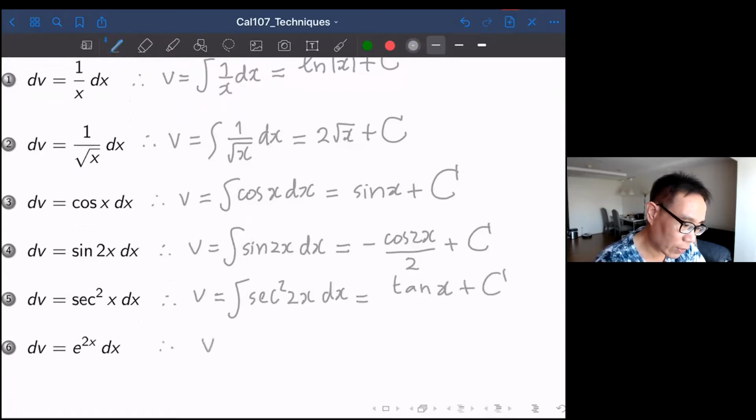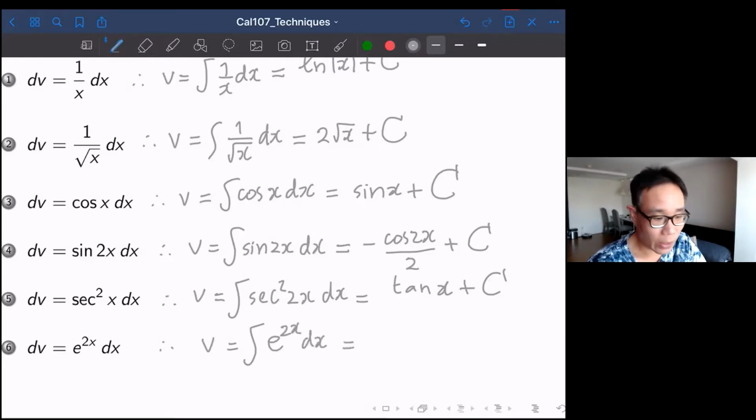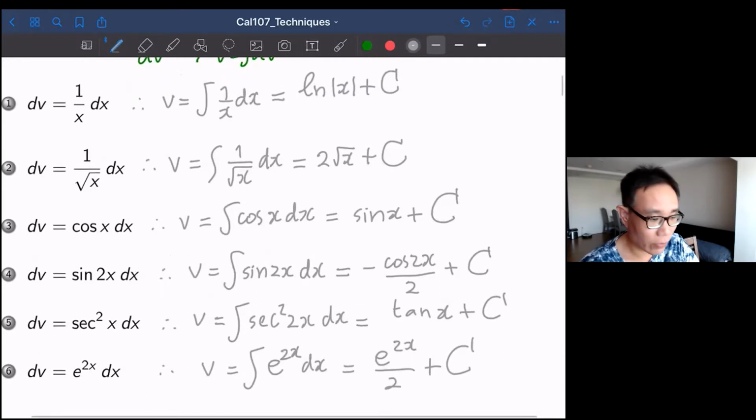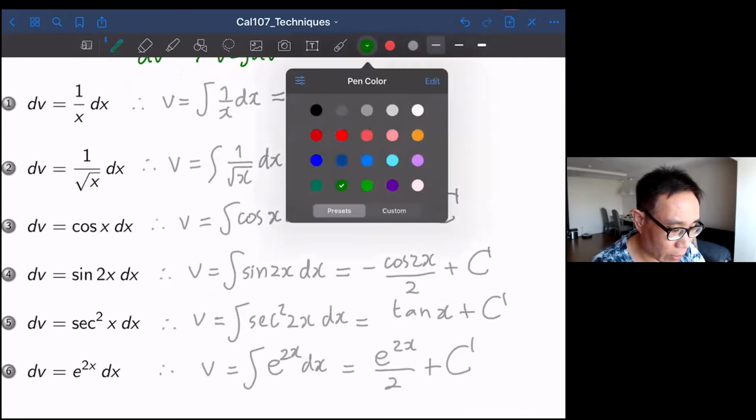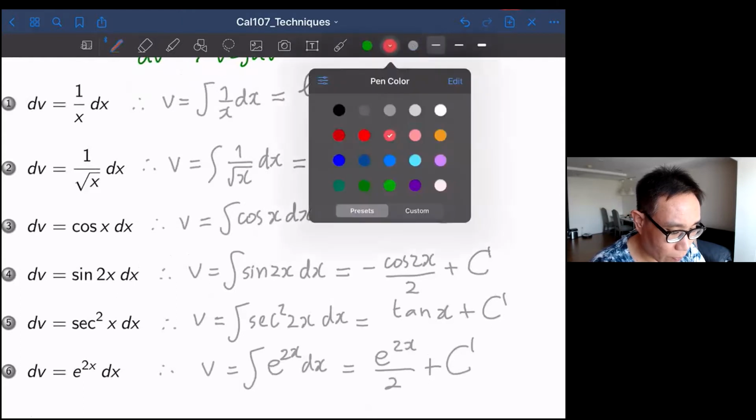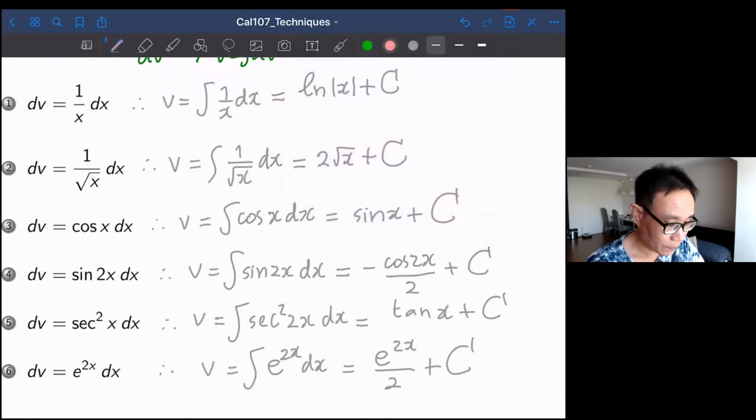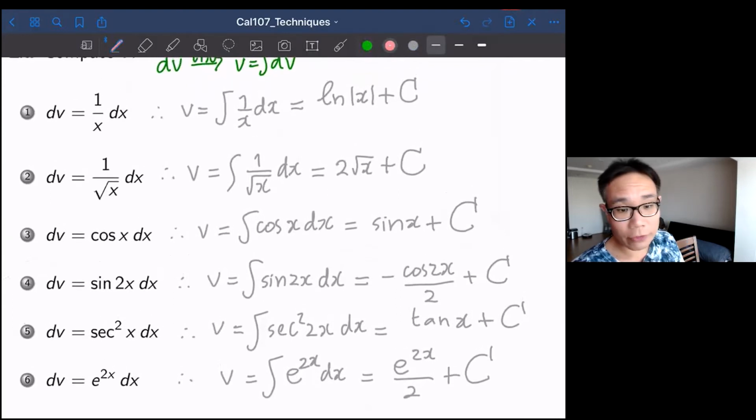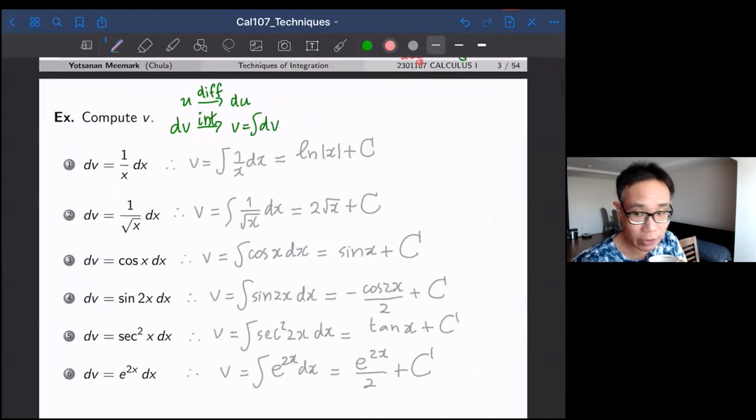And finally, you have v equal to the integral of e to the 2x dx. So it's not tan x, it's going to be e to the 2x over 2 plus c. Okay, so this is how we have this integral. Are you with me so far on this one? You'll be able to find v, and for computing du, you're just going to differentiate the function.